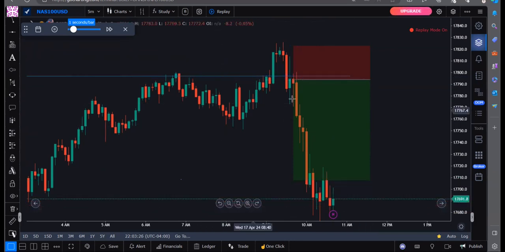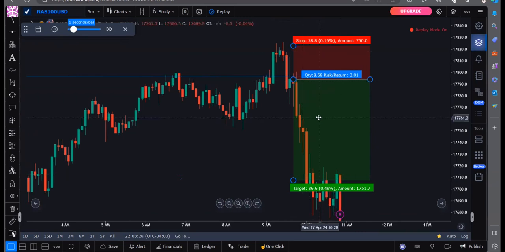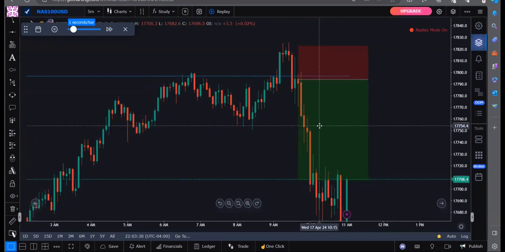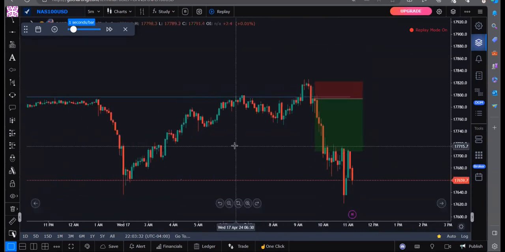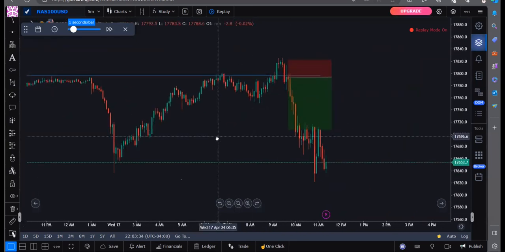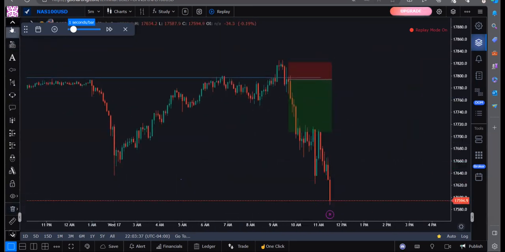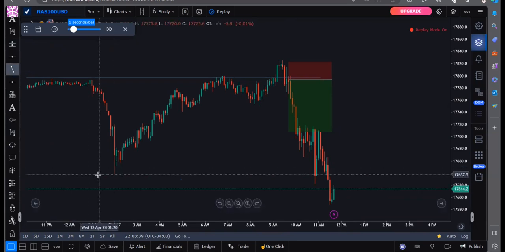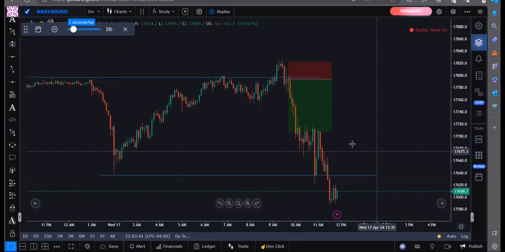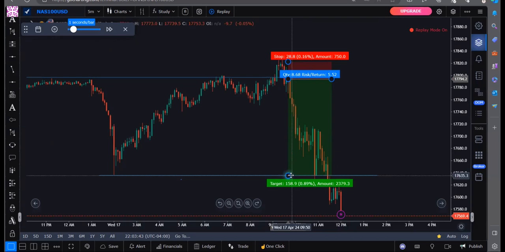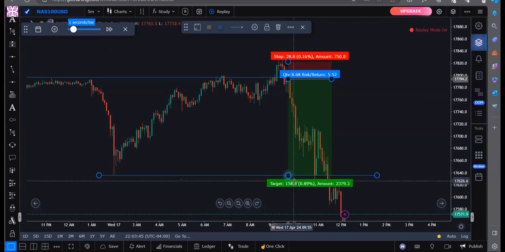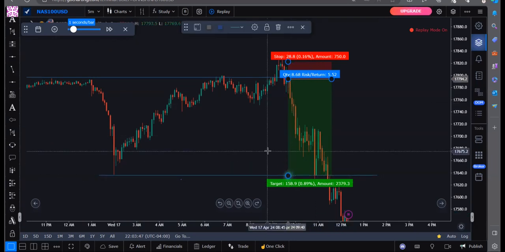Even if you lose, guys, you are protected because you're taking high risk reward trades. Let's see how far it dropped. Obviously, it reached the low of the day, which was this level right here. Let me see how far that was. A 1 to 5, almost 160 points.